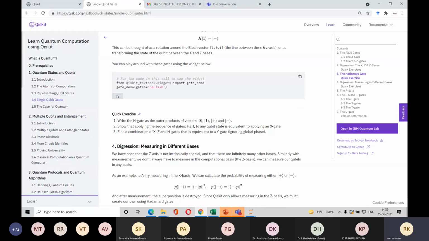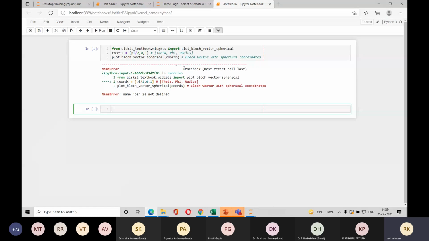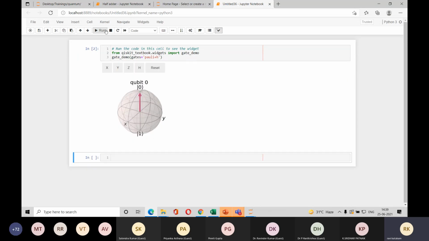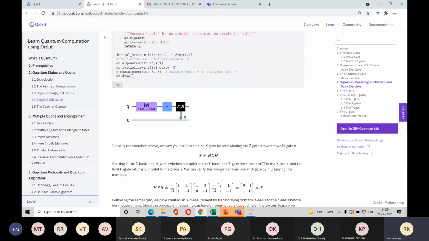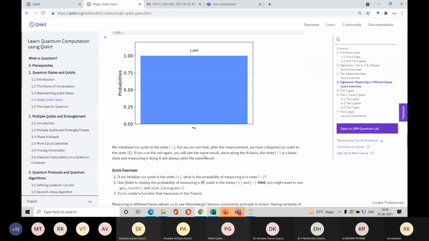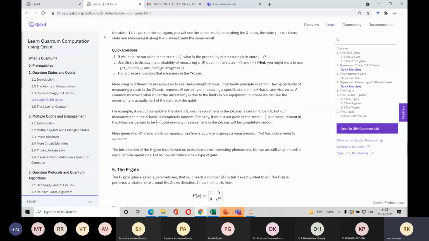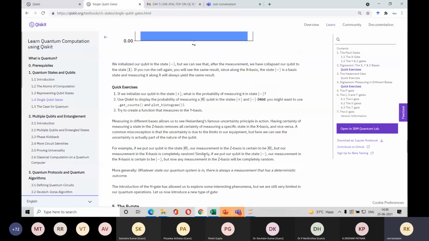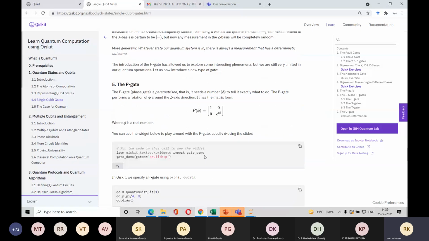So let me try to showcase this Hadamard gate. Okay, so this is what I was referring to. If you apply Hadamard, then it will take the 1/√2 position. And there is one more important point: the Hadamard gate you can express as a sum of other gates also.